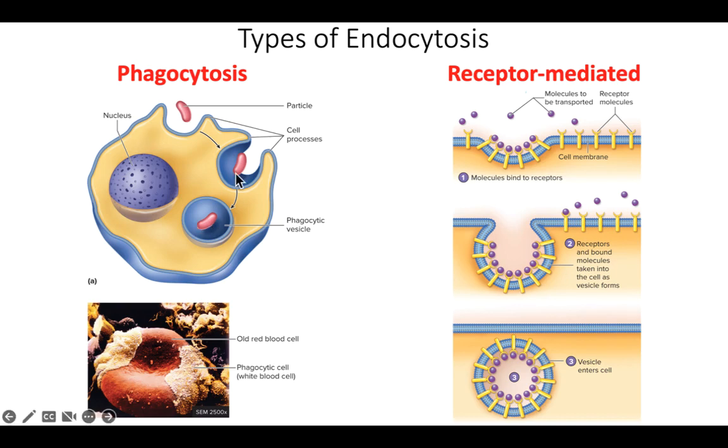Another form of endocytosis is called receptor-mediated. Basically what that means is it uses these little receptors to grab a hold of the molecule, then it endocytoses it. An example of where this is done is when the cell brings in cholesterol. So cholesterol enters cells by receptor-mediated endocytosis.